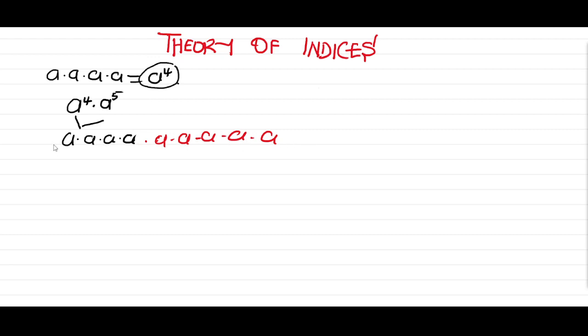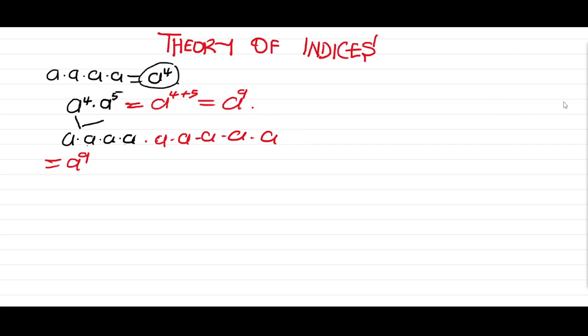Now we have obtained a product of a throughout, and since it is just a, how many times does it appear? 4 plus 5. This is 4, this is 5, this is 9. So the answer is a to the power of 9. You get the gist. So you see that we could have just added the powers, a to the power of 4 plus 5, to give us a to the power of 9.